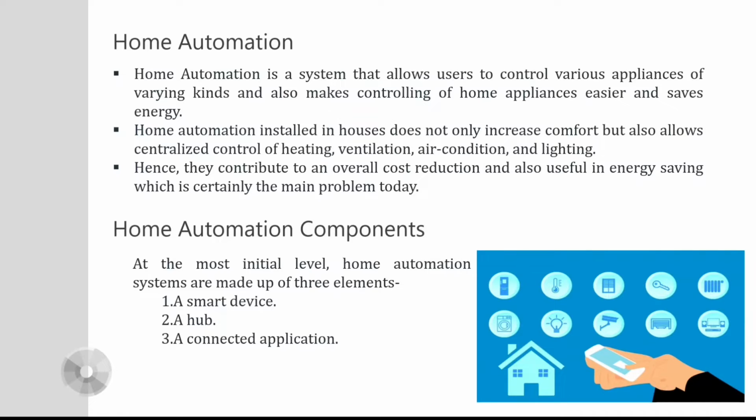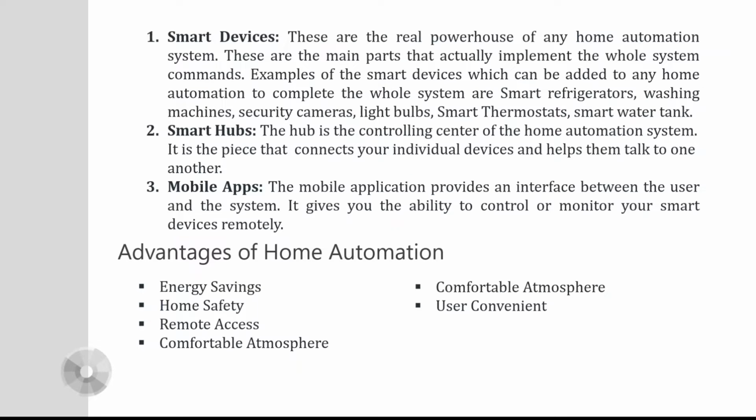These are the requirements for home automation. Moving on to the details, smart devices. Smart devices are the devices which can be used in a home automation system, and they are the main part that implements the whole system's commands. Examples of smart devices are smart refrigerators, washing machines, light bulbs, etc.